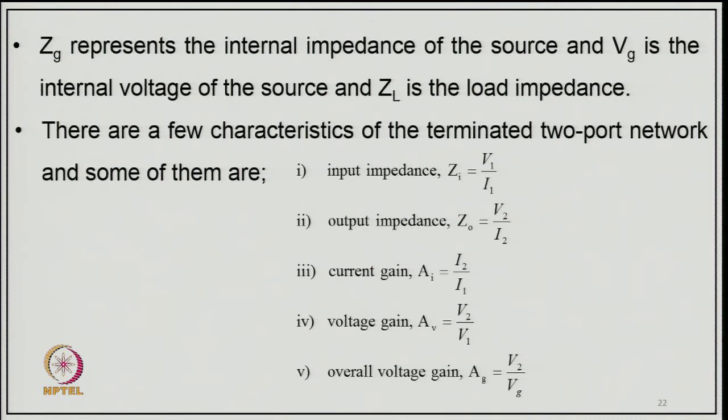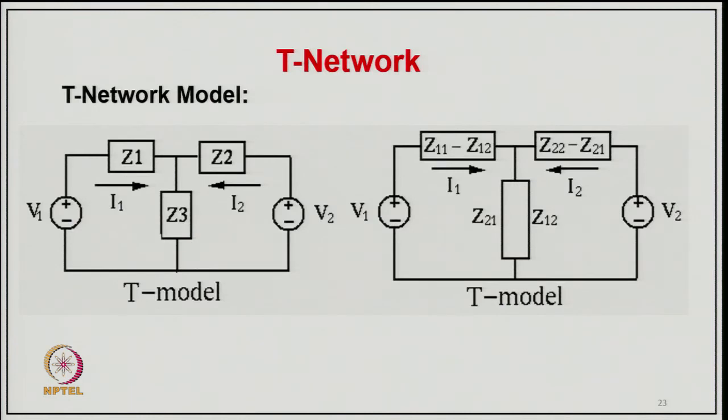There are a few characteristics of the terminated two port network. First is the input impedance, ZI equal to V1 upon I1; the output impedance Z0 equal to V2 divided by I2; the current gain is I2 upon I1; the voltage gain AV is V2 upon V1; and the overall voltage gain AG is V2 upon VG. And here we have typically the T network.